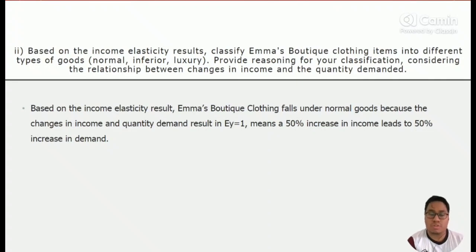So go on with question 2. The question asks, does Emma's boutique clothing item classify into normal, inferior, or luxury? Based on the calculation that I just did, it proves that Emma's boutique clothing falls under normal goods because the changes in income and quantity demanded result in an elasticity of 1. So it means a 50% increase in income leads to a 50% increase in demand.